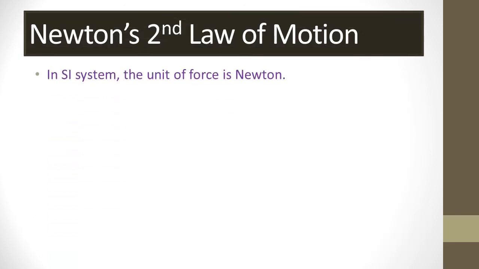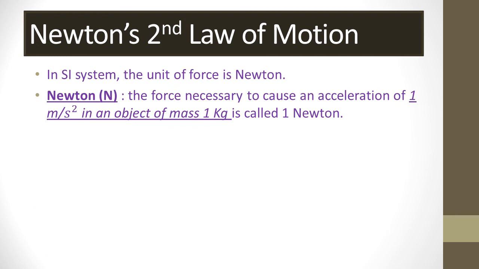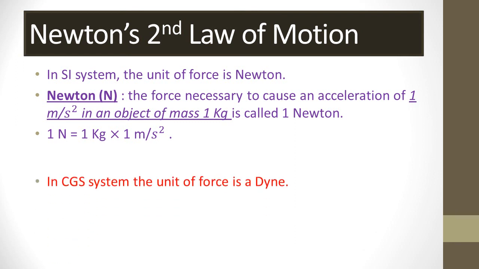Now in the SI system, the unit of force is the Newton, capital N. What is a Newton? The Newton is the force necessary to cause an acceleration of 1 meter per second square in an object of mass 1 kilogram. This is the proper definition of Newton. And 1 Newton is equal to 1 kilogram into 1 meter per second square. So this was all about Newton.